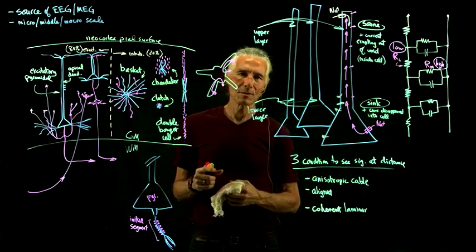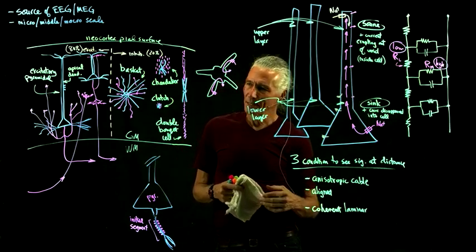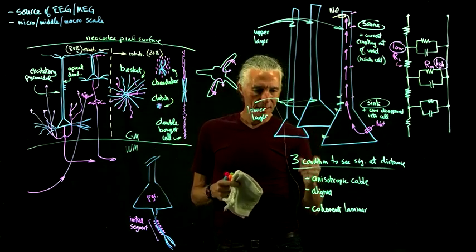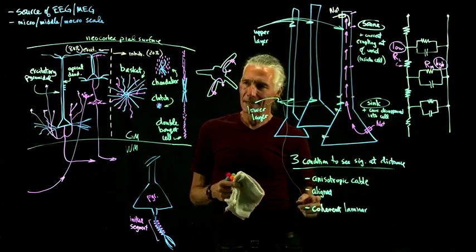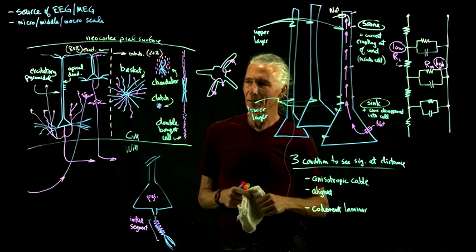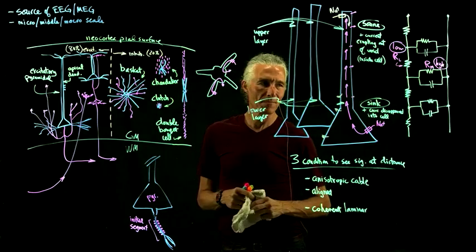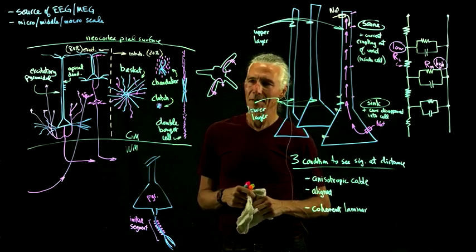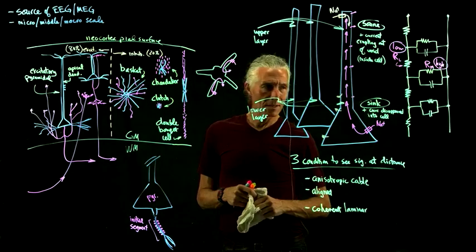And so what is it? It's basically anisotropic cells that are aligned, that are coherently stimulated in a particular layer. That's the only thing that will make a visible signal. Any questions about that?